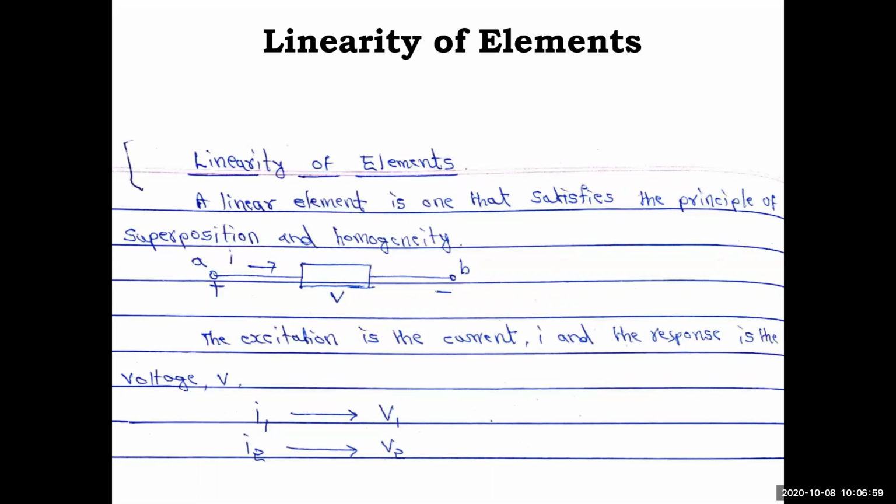So we have now studied 5 elements: resistor, inductor, capacitor, and the 2 active elements, voltage sources and current sources, with respect to electric circuits. To say it is a linear element, it should satisfy 2 principles: one is superposition and another is homogeneity.